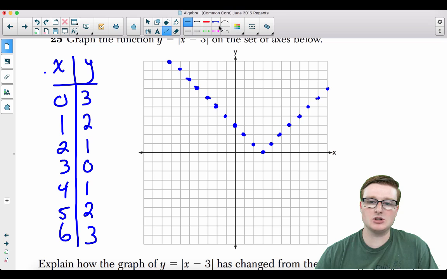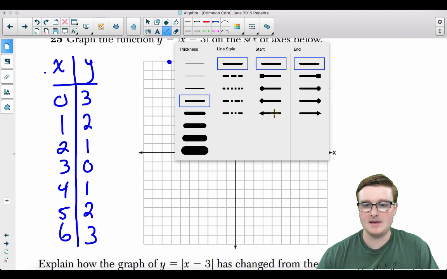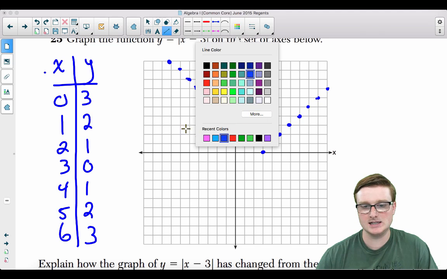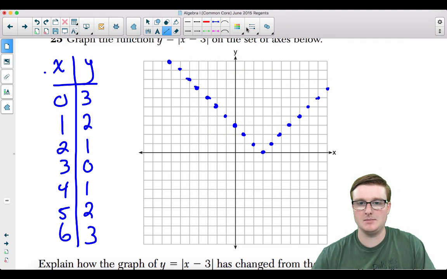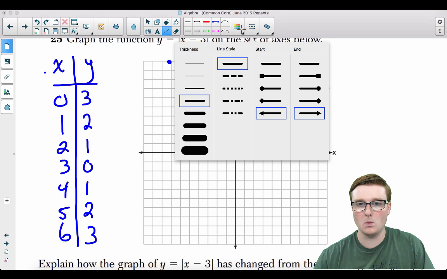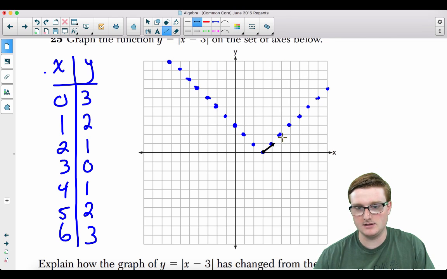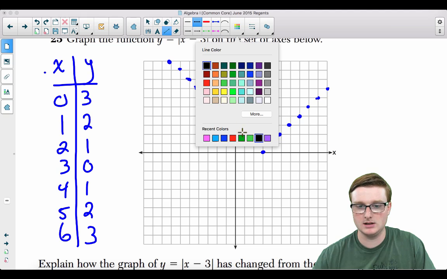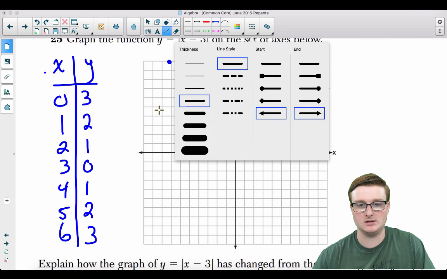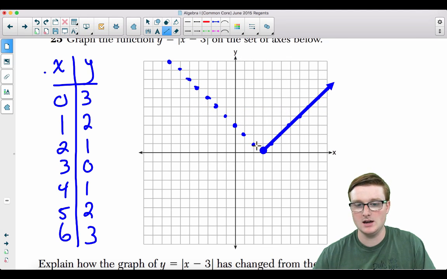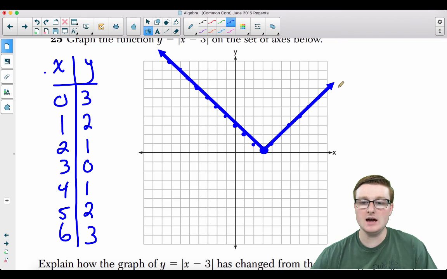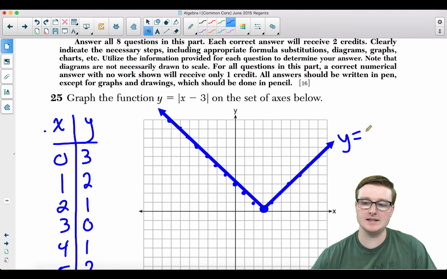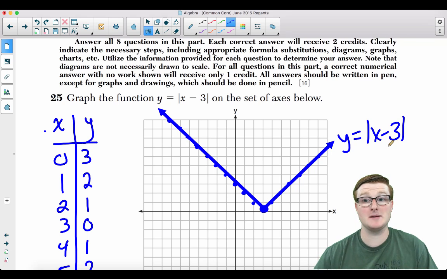Now I'm going to draw lines with arrows on the ends. My apologies. There we go, like that. I want a blue thickness there. Does that work? Yes, it does. All right, and that is your absolute value. I'm now going to label it as y is equal to the absolute value of x minus 3.